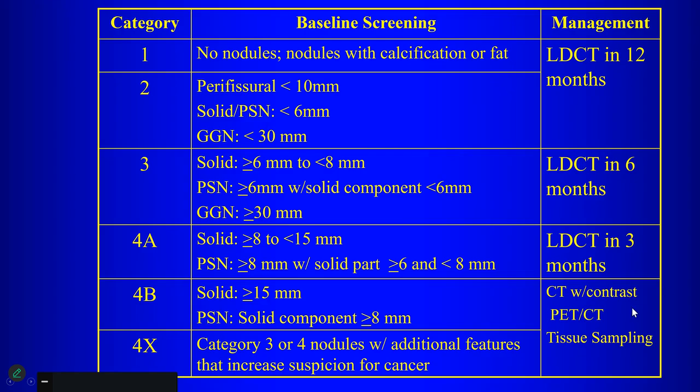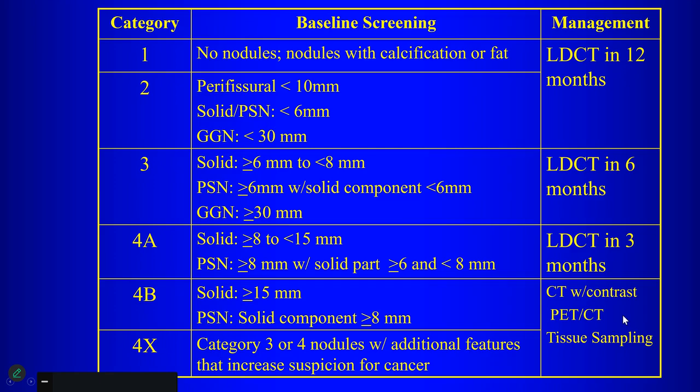Now, when you come across nodules like this, in this category, I see a lot of you just cut and paste this recommendation into the report. You put CT with contrast, PET CT, or tissue sampling, right? And then the problem is the patient comes, the referring physician sees that and orders a follow-up CT with contrast. So honestly, if you have a 1.8 centimeter nodule, is a follow-up CT with contrast really going to change anything?